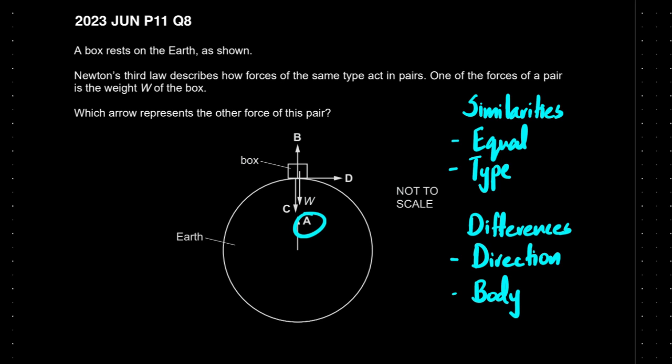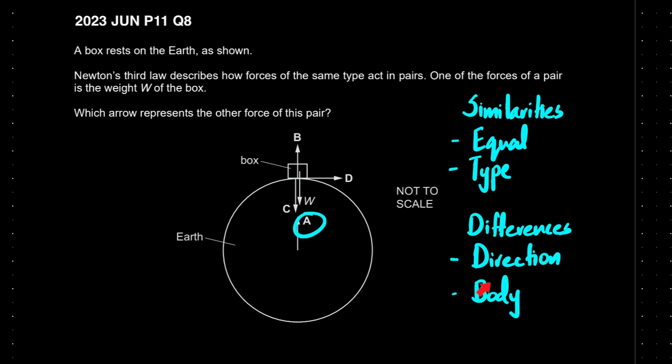The most common misconception here is to say that W and B are action-reaction pairs. Are these forces equal? Yes. For this to be stationary, they must be equal. For example, if you are sitting on a chair right now, the weight and the contact force that the chair exerts on you are equal. Are they equal? Yes. Are they opposite in direction? Yes. But do they act on different bodies? And the answer is no.